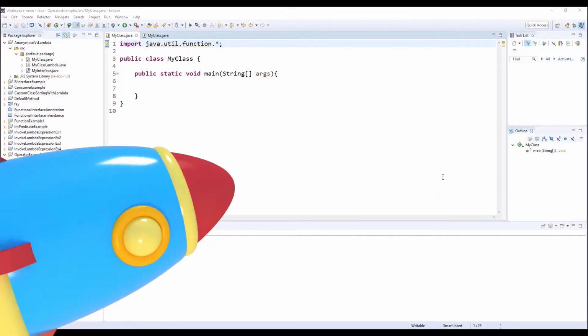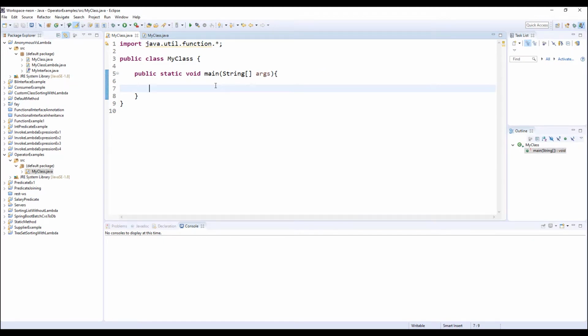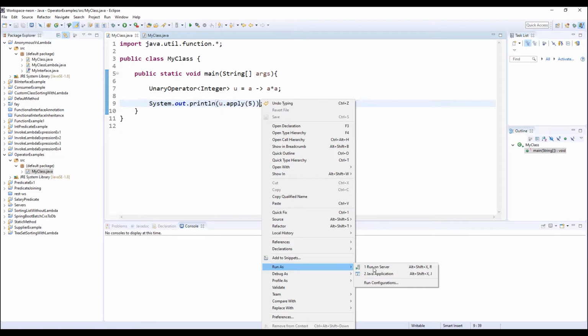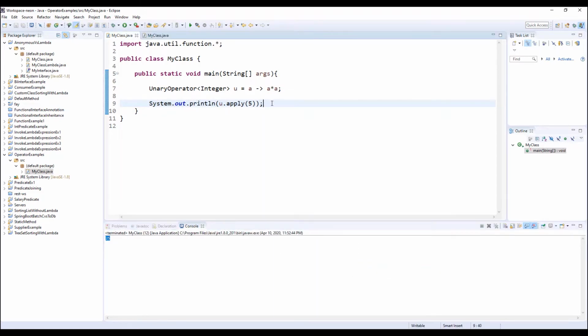Let's go. So let's practice our example with UnaryOperator. It is like this: UnaryOperator with Integer, and here u equals a, simple arrow, square value is a multiplied by a. After this we make just System.out.println u.apply for 5. Let's see the result. Good, 25. Okay, let's continue.